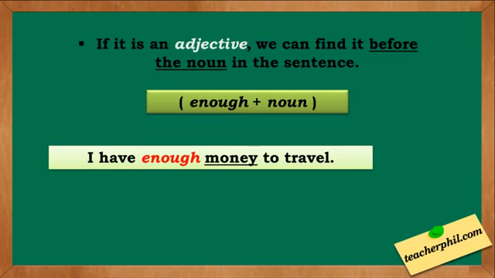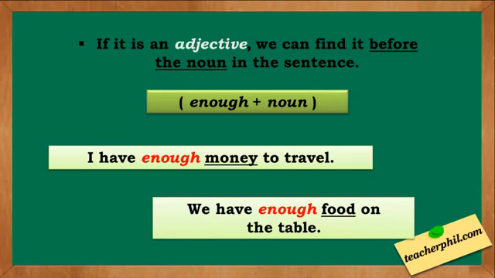Examples: I have enough money to travel. We have enough food on the table. In these sentences, our nouns are money and food. Notice that enough comes before the nouns. Therefore, enough here is an adjective. It modifies the nouns money and food.